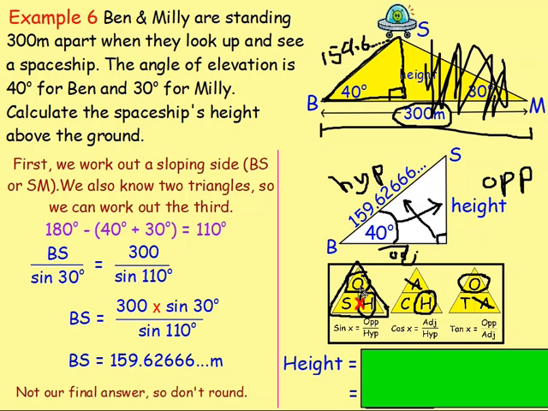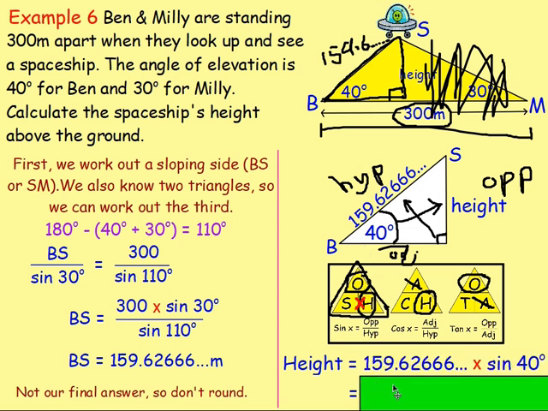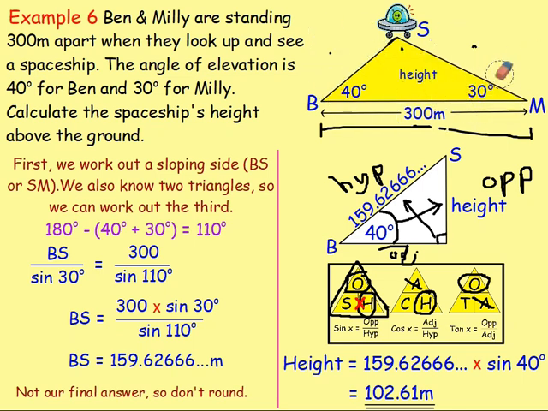The opposite is the height, that's what we're wanting to find. We've got S and we've got H beside each other, so to work that out in the calculator, you would do sine of the angle multiplied by the hypotenuse. But remember, put it in backwards. The hypotenuse first of all, which is 159.62..., that's our previous answer. Multiply that by sine of the angle, so times that by sine 40 degrees. And if you work that out in the calculator, you get 102.61 meters, which means that is the height of this funky wee spaceship above the ground.